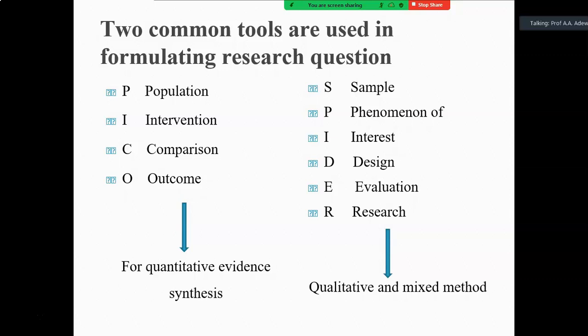What are the two common tools that we use in formulating research question? We have the PICO format and we have the SPIDER format. The PICO format is used usually for quantitative evidence synthesis, where P represents the population of interest, I is the intervention in form of drug or vaccine, then comparison may be in form of comparing a drug with a placebo, and the outcome. Whereas for the SPIDER, which we use for qualitative and mixed method study, we have S as sample, P as phenomenon of interest, D is the design, E is evaluation, and R is research type.